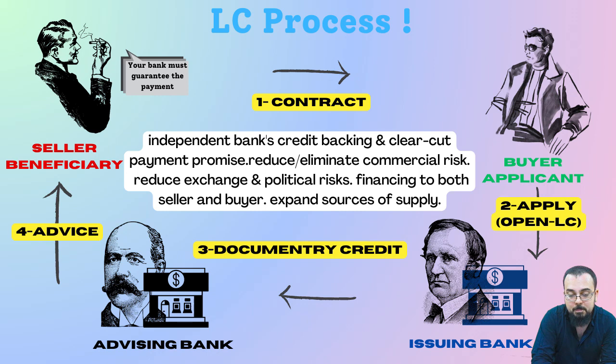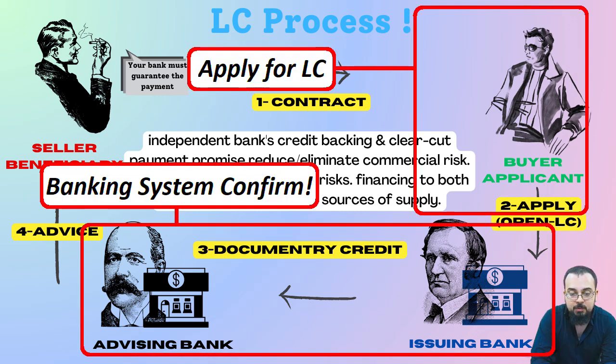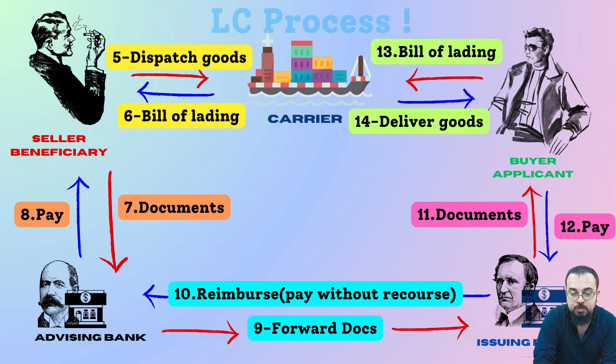Now let's review the process. We applied for the LC and the banking system confirmed. Now the seller should dispatch the goods. After loading, the shipping company gives the bill of lading to the seller. The seller, or better to say the beneficiary, goes to his bank with the documents in hand. His bank, which we name the advising bank, exactly acts as a nominated bank. It means paying the deal amount to the beneficiary and receiving the documents.